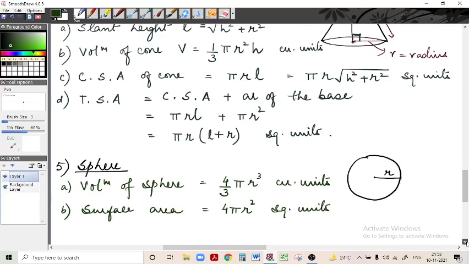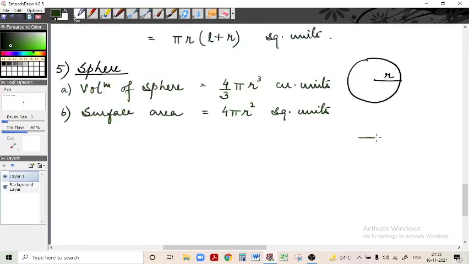Now if I take half of this, in the shape of a bowl, this is my bowl. So this is r. So this is hemisphere.